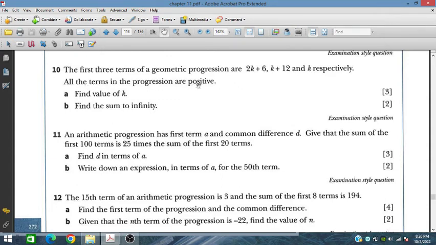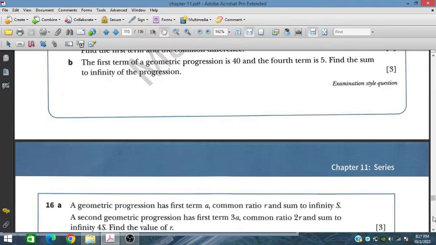All the terms in the progression are positive, so every term is positive. So find the value of k. So we'll use it to find the value of k and find the sum to infinity. After getting the value of k, we can find the sum to infinity. So for this, let's solve this problem number 10.